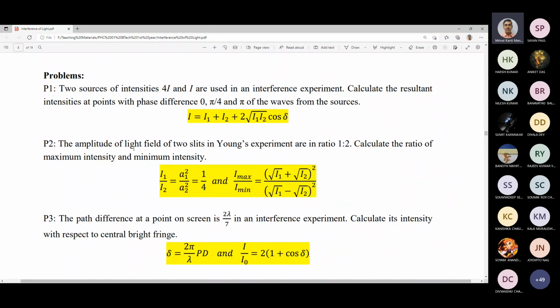The amplitudes of light from two slits in Young's experiment are in the ratio 1:2. Calculate the ratio of maxima intensity and minima intensity. The maxima intensity and minima intensity are in the ratio of (root I1 plus root I2) whole square to (root I1 minus root I2) whole square, right? Here the amplitude ratio is given, A1 by A2 is 1:2, which means A1 square by A2 square is 1:4. So if you put it in, you will get the value.